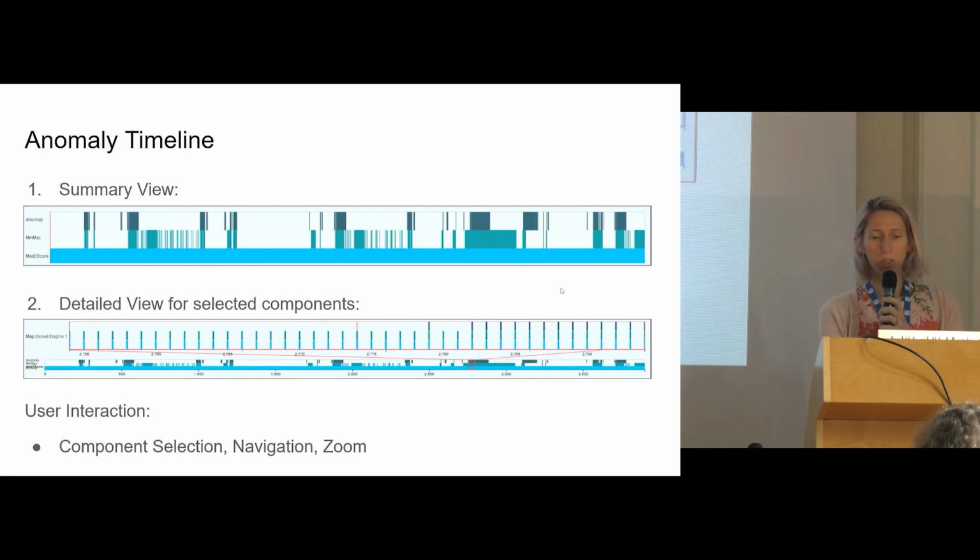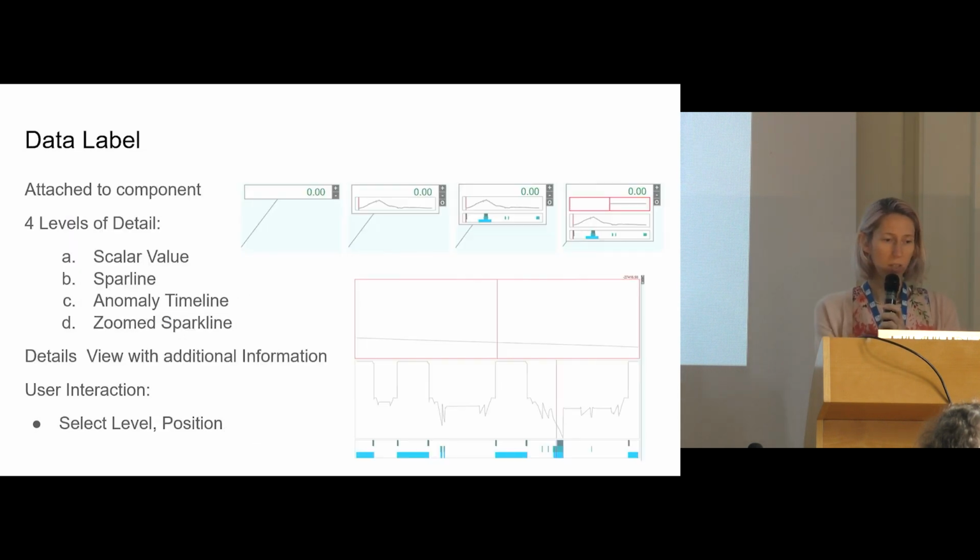And yeah, so you can select components and navigate throughout this timeline. You can also directly select the anomaly point and jump directly to this point in the simulation. Then we have the data label. As I mentioned before, each component is associated with one data label, or one flow underneath. And it gives more information on the specific component. So for one, we have the actual value of the simulation of the flow.